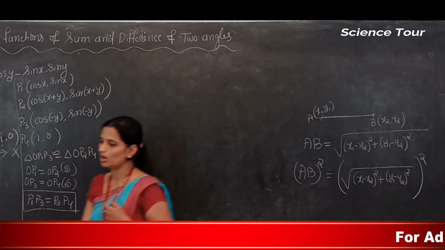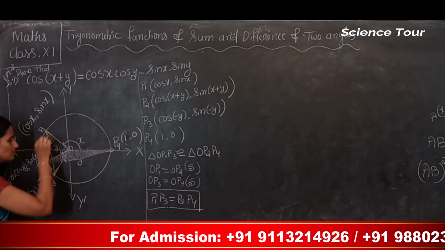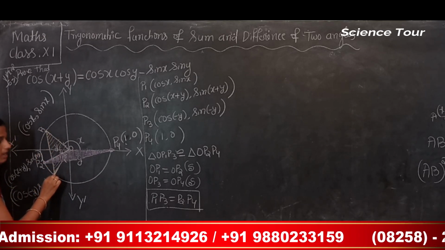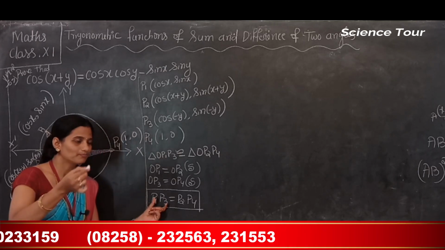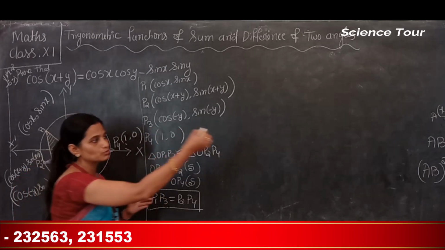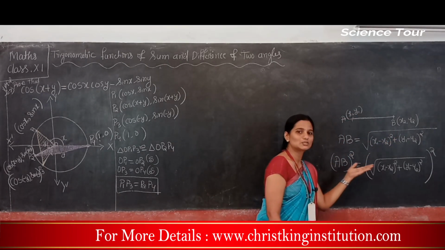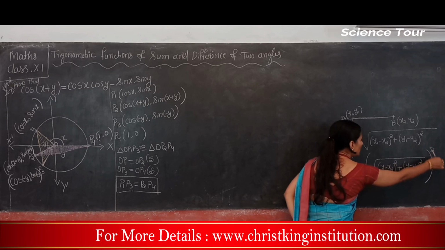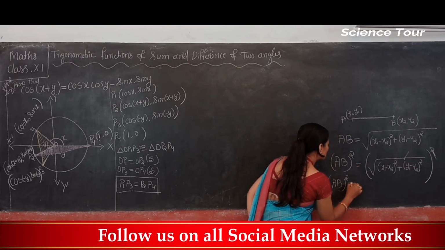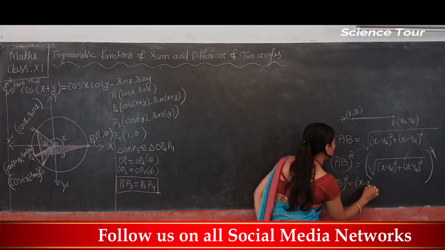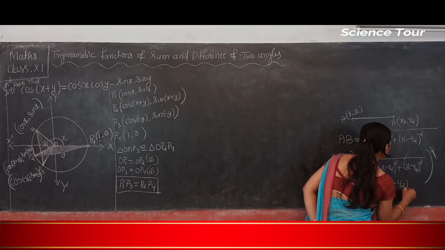P1, P3 means, if you see the figure, the distance between those 2 points. I am substituting as P1, P3 square. That's why I am showing how AB square comes, how that distance formula changes. Now square and square root cancel. What is your AB square? AB square is equal to x1 minus x2 whole square plus y1 minus y2 whole square.